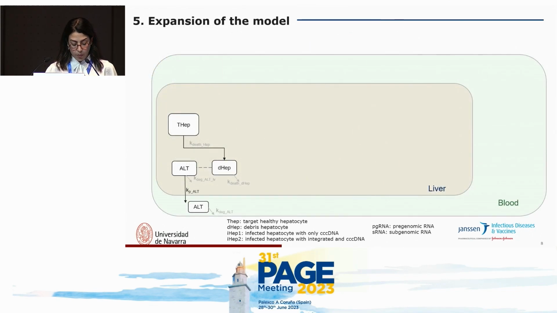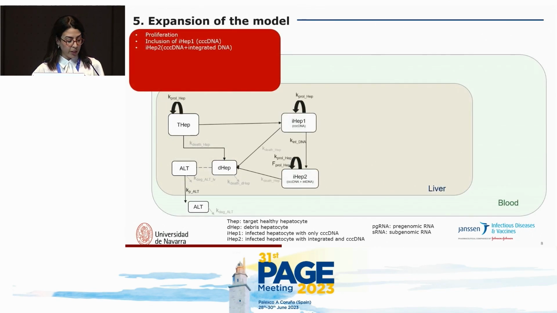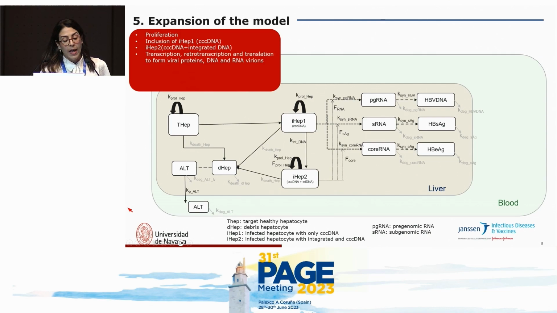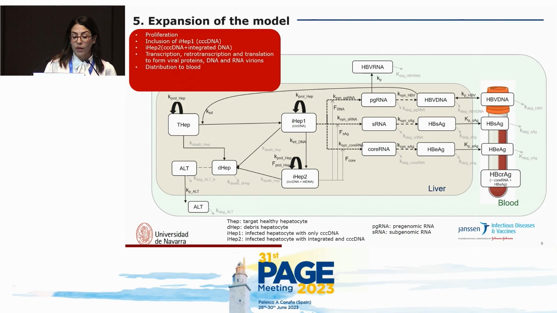So we expanded the model by incorporating the proliferation of healthy and infected hepatocytes, and we also incorporated hepatocytes containing cccDNA and a subtype of hepatocyte, infected hepatocyte containing cccDNA and integrated DNA. In addition, we also included transcription processes, retrotranscription processes from pregenomic RNA to give DNA variants, and translation to all viral proteins with the corresponding distribution to blood to be detected as biomarkers.